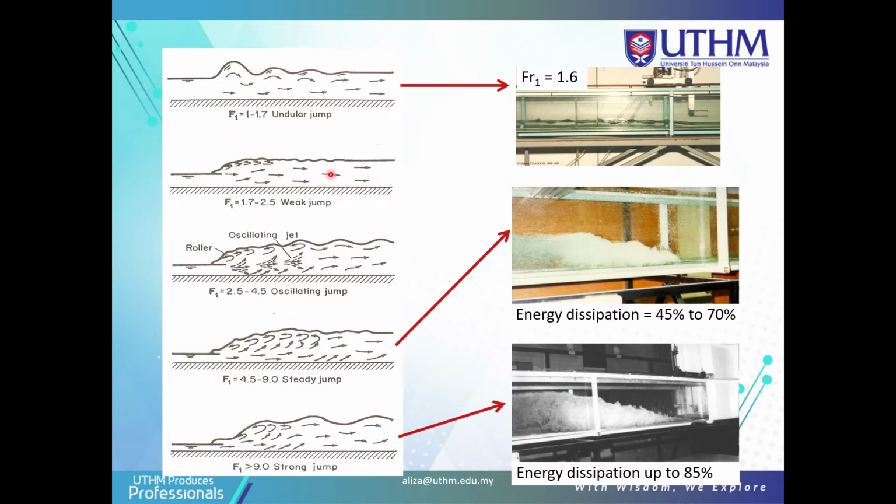Okay, so this is the sketch. You can sketch the types of the jump: undulate jump, weak jump, oscillating jump, steady jump, and strong jump. The strong jump is based on energy dissipation up to 85%. Energy dissipation for the steady jump is between 45% to 70%. And the Froude number is from 1 to 6 for the undulate jump.